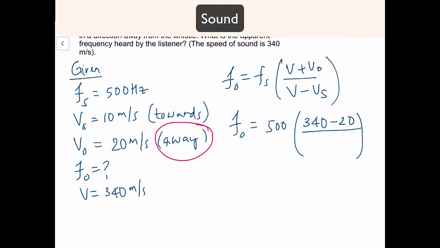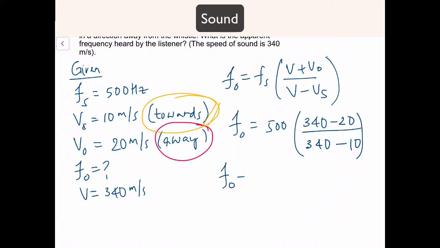Since it's moving away, it has to be 340 minus 20. You divide that by V, which is the speed of sound, minus the velocity of the source. The source is moving towards, so both of them are moving, just one is chasing after the other. If it is toward, then you will use a positive value for that, so in that minus equation you just leave it the way it is, which is 10.